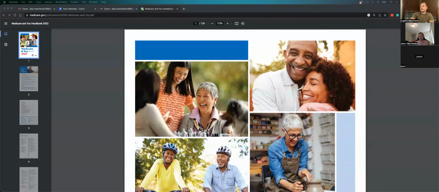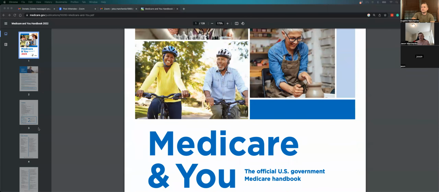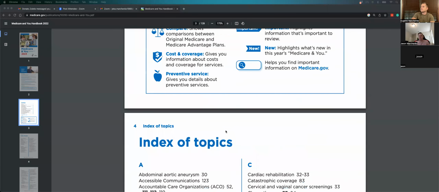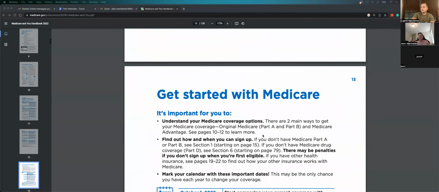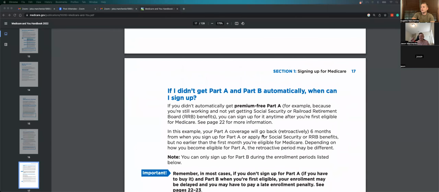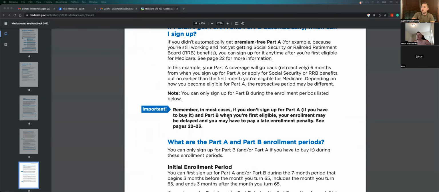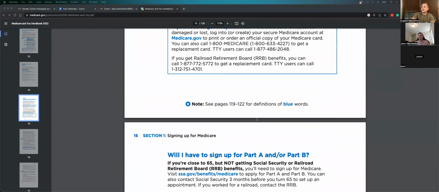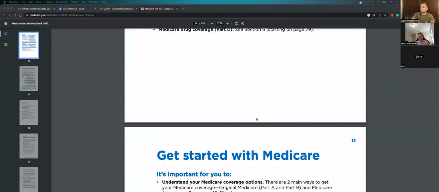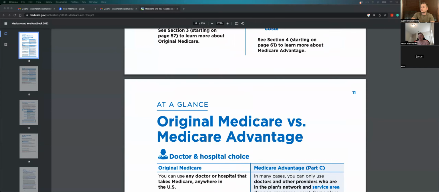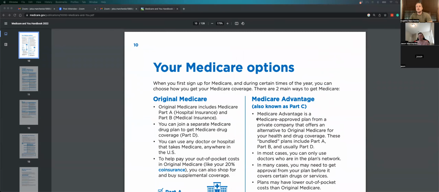So this is the Medicare and You guidebook that you've been reading. And you said you're on page 60 or something like that? About page 40, yeah. 40, okay. It's good bedtime reading if you're bored. Yeah, no kidding. So it talks about Medicare Part A and Part B, blah, blah, blah. So it does talk about some enrollment periods here. We're going to talk about that later. Right now, we're just going to talk about this page right here, which is your Medicare options.